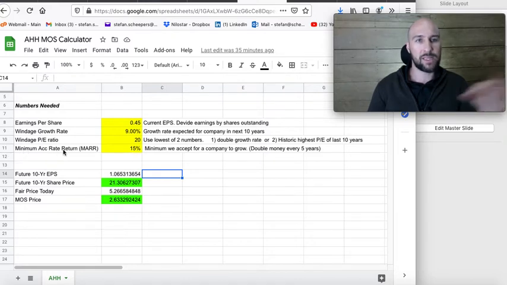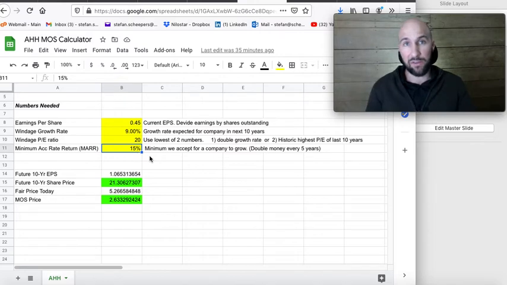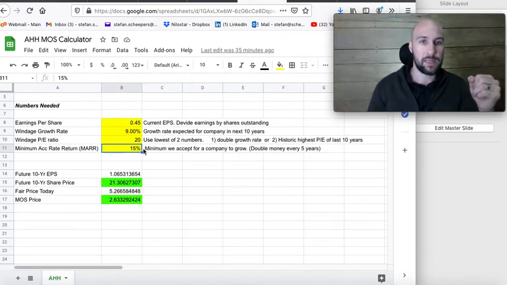And then the minimum acceptable rate of return, that's going to be 15%. We always stay with 15%. Probably in the stock market now they use about 7-8%. The S&P 500 is around about 8%. So let's keep this 15.